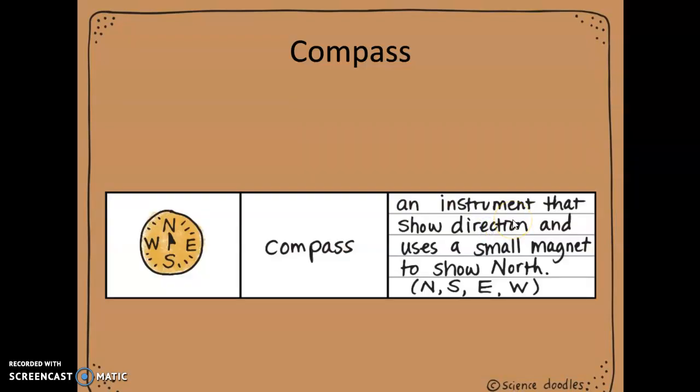Your next word is compass. You're going to pause the video here, add the word compass in your middle box, and your definition in the last box. The definition is an instrument that shows direction and uses a small magnet to show north. It'll show north, south, east, and west, but the arrow points north using a magnet. So pause here, add your information, unpause when you're finished.